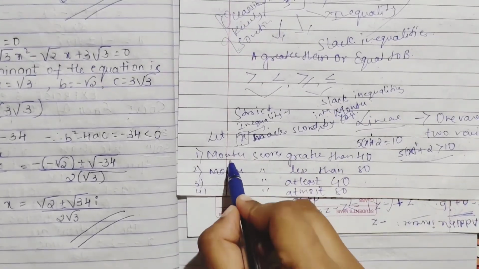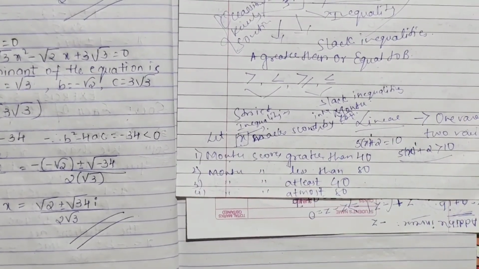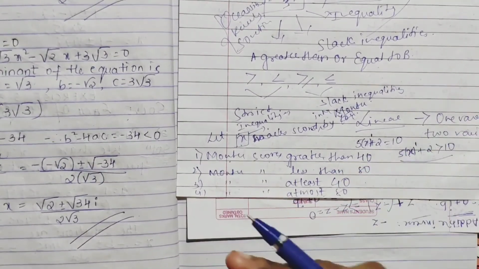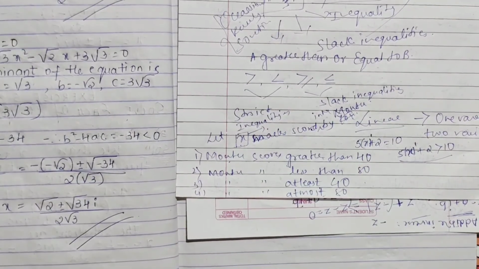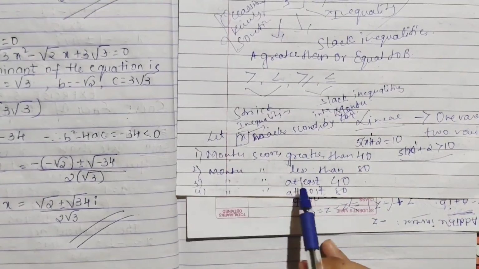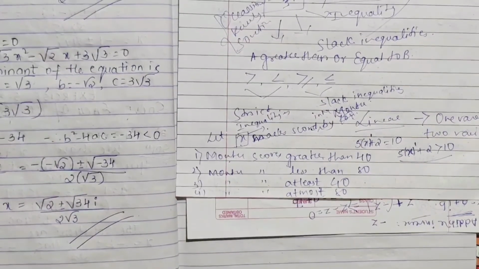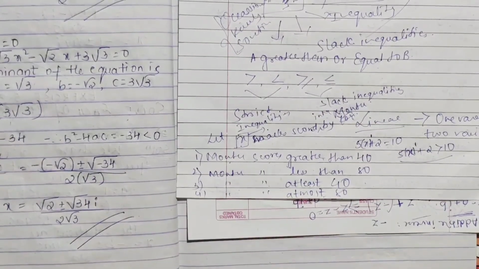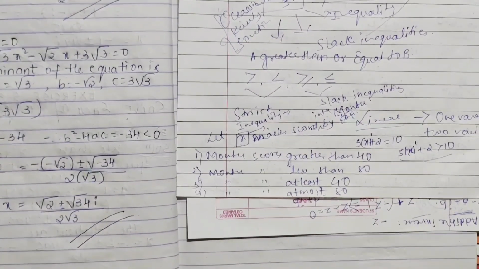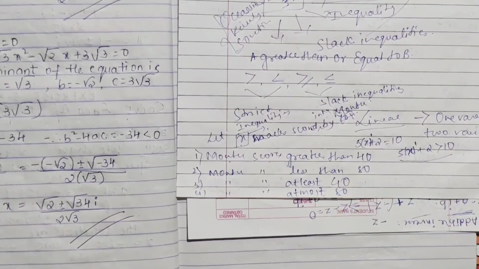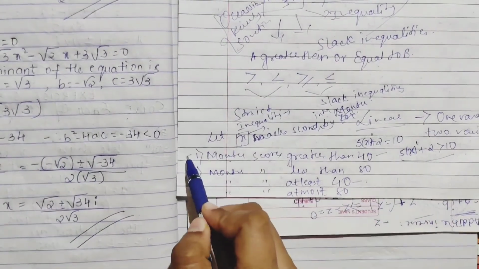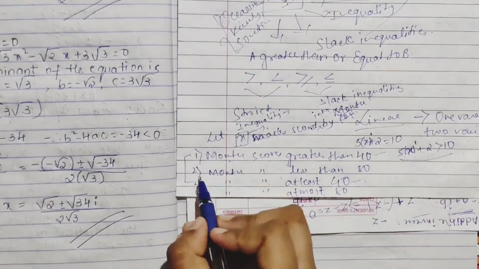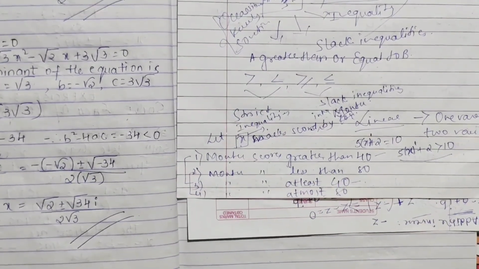Once the teacher tells, Montu scores greater than 40 marks, and it tells Montu scores less than 80. Again it tells Montu scores at least 40 marks. And Montu scores at most 80. See these sentences, how they vary. Greater than 40 it is telling, and at least 40. Also less than 80 and at most 80.